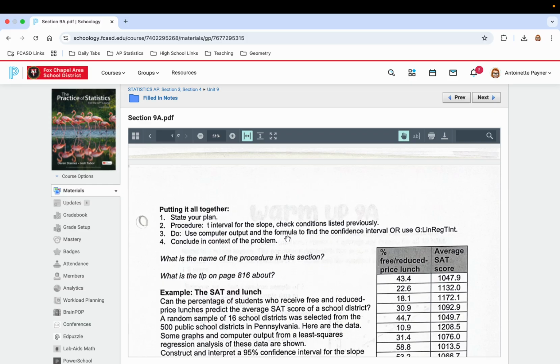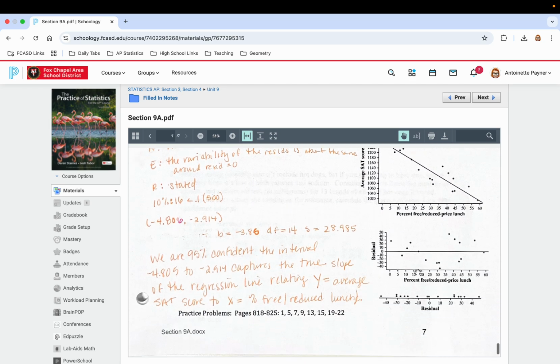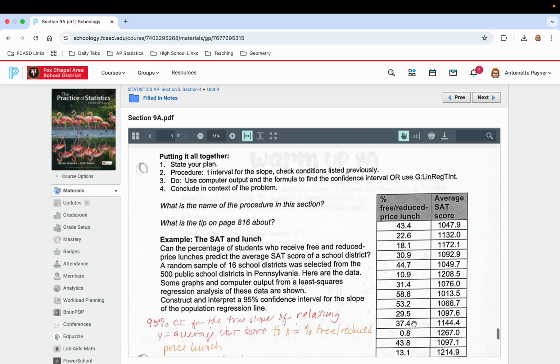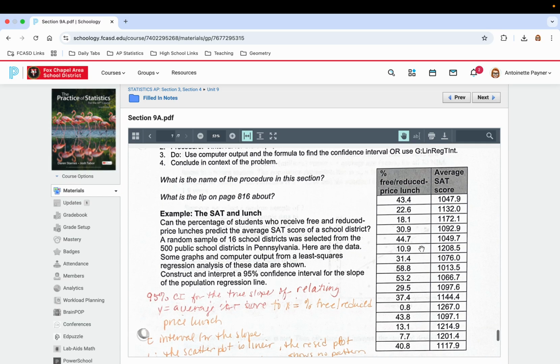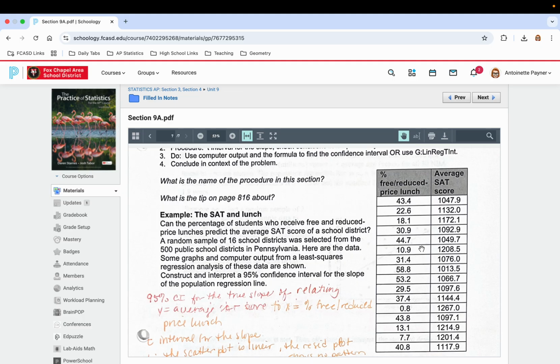You either use the computer output in the formula like I just did in that last example, or you use G LinReg TInt. And then you would conclude in the context of the problem. The tip on page 816 is about how you shouldn't automatically assume you'll have to type in numbers. Sometimes they'll give you the computer output and you won't need to type in the numbers. This problem is not that case, so we are going to type in the numbers.